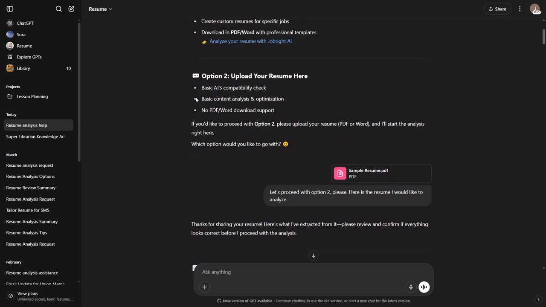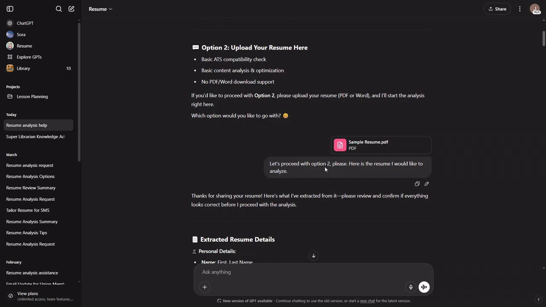And so choosing option 2, I wrote, let's proceed with option 2. Please, here's the resume I would like to analyze, and I utilized the plus button here, upload from computer, and then uploaded a sample resume that I had. And again, keeping our ethical considerations in mind, I scrubbed all of the personal identification off of this resume, and this is just sort of a sample resume of a librarian in training.